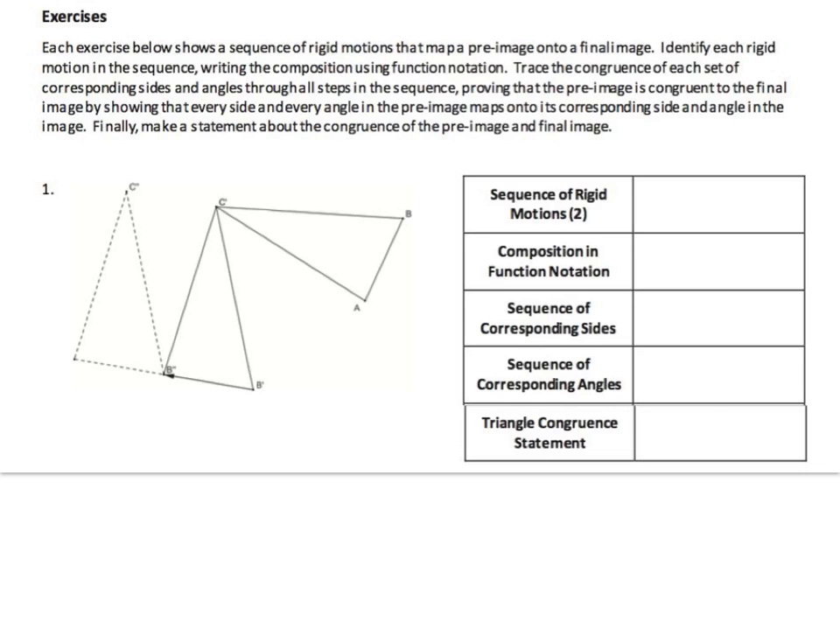All right, so we have our pre-image and our final image. It looks like our pre-image is solid line and our final image is dashed line. So we are going to do what looks like a rotation first and then a translation. But what I'm concerned about is, oh no, the rotation's counterclockwise. We're good. So we have 2 rigid motions, a rotation and a translation.